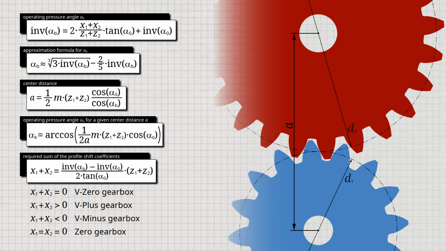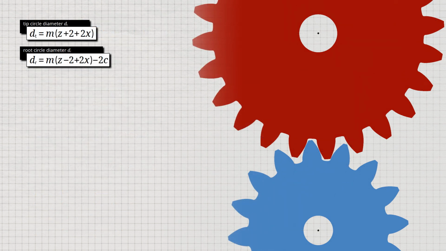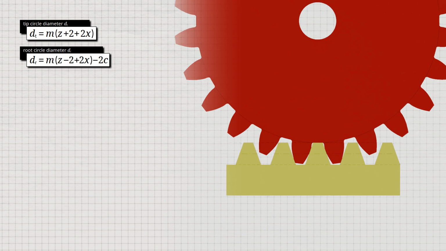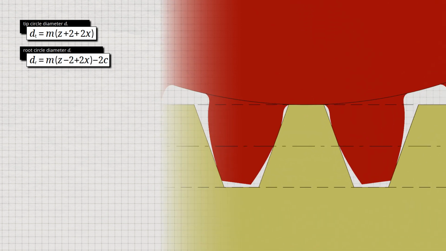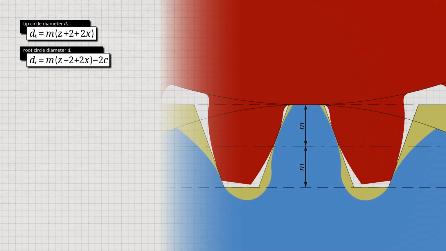As shown earlier, the tip and root diameters of profile shifted gears can be determined using the formulas shown. The clearance C given in the formula for the root diameter refers to the so-called manufacturing tooth tip clearance. The figure shows the rack-shaped reference profile for gear hobbing. The height of this reference profile is twice the module. If only this reference profile were used as the basis for manufacturing the gear, there would be no tooth tip clearance when the gear later meshes with another gear.